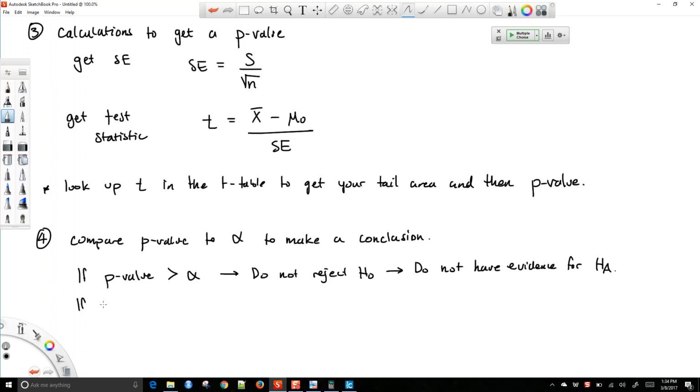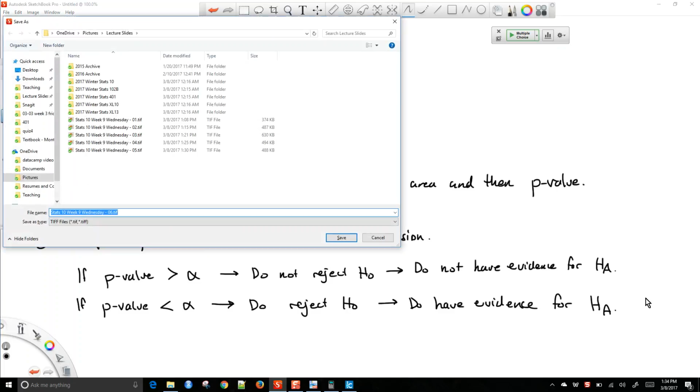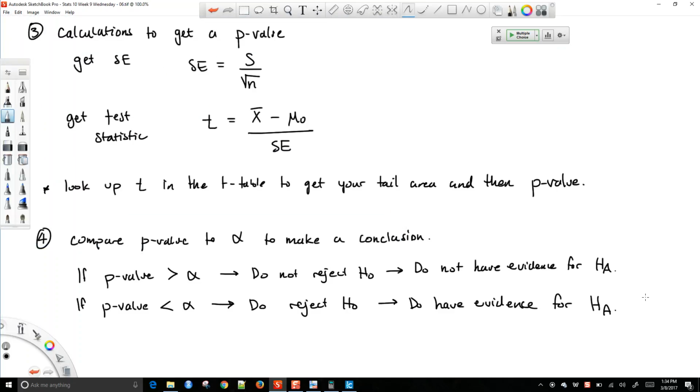Okay, and if the p-value is less than alpha, you do reject the null hypothesis, and you do have evidence for the alternative. Okay. So pretty much it's the same as before, right? I'm hoping all of this feels very familiar.